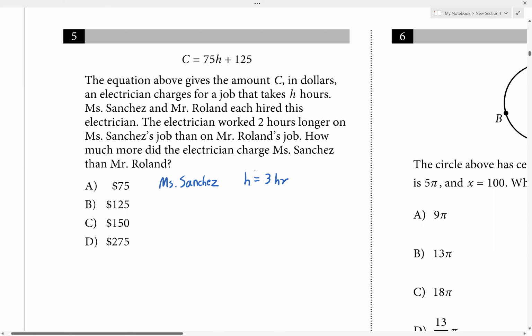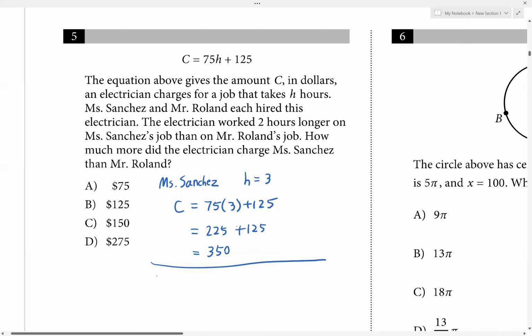If H is 3, let's just say H equals 3, we can actually solve for the cost. So it'd be 75 times 3 plus 125. So 75 times 3 is 225, right? And then plus 125 is $350. So for 3 hours, it's $350.